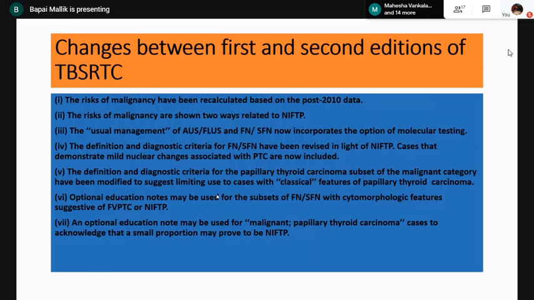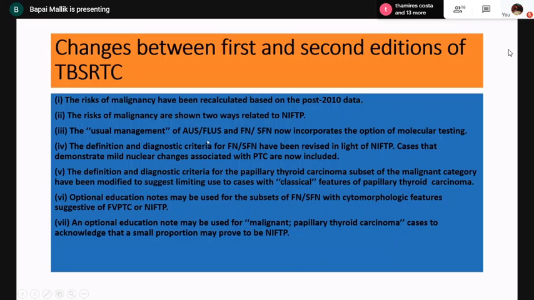Has there been any changes between the first and second editions of the Bethesda? I think this slide at this point is a little bit premature, but I'm just going to put it over here just for the records. The risk of malignancy has been recalculated in Bethesda 2. When you compare with Bethesda 1, you are going to see that. The risk of malignancy has been shown in two ways related to the NIFTP, the non-invasive follicular tumor with papillary-like nuclear features.